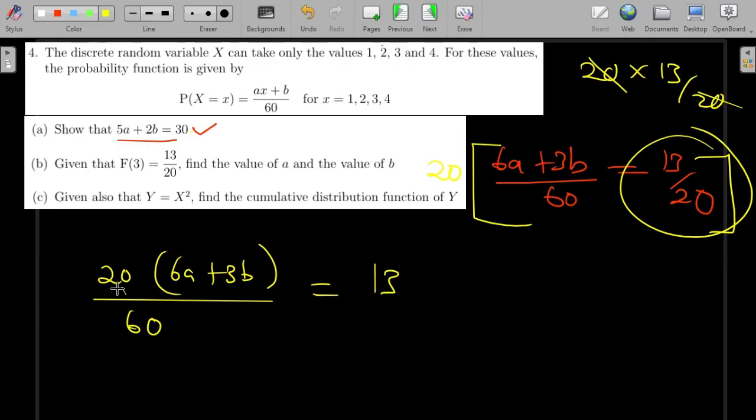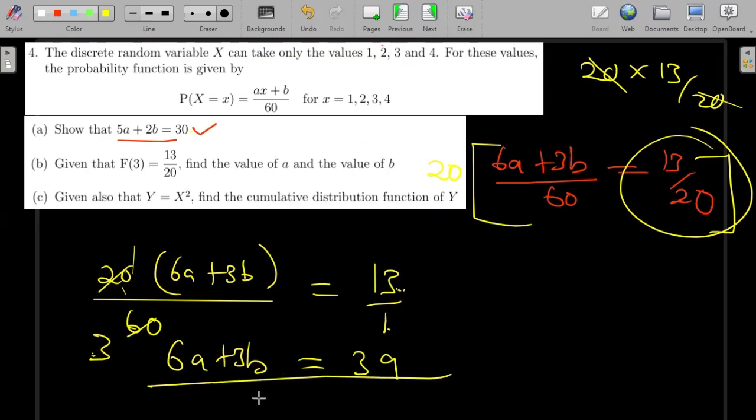And then here I can divide. 20 into 60 is 3, and 20 into 20 is 1. So what I have is 6a plus 3b is equal to, if we put this over 1, it will be 1 multiplied by this. That's why I'm getting this. And then this 3 multiplied by the 13. So 3 multiplied by 13, what are we going to get? We're going to get 39, right? Then we can divide throughout here by 3. So the first one will be 2a plus b is equal to 13, since 3 into 39 is 13.